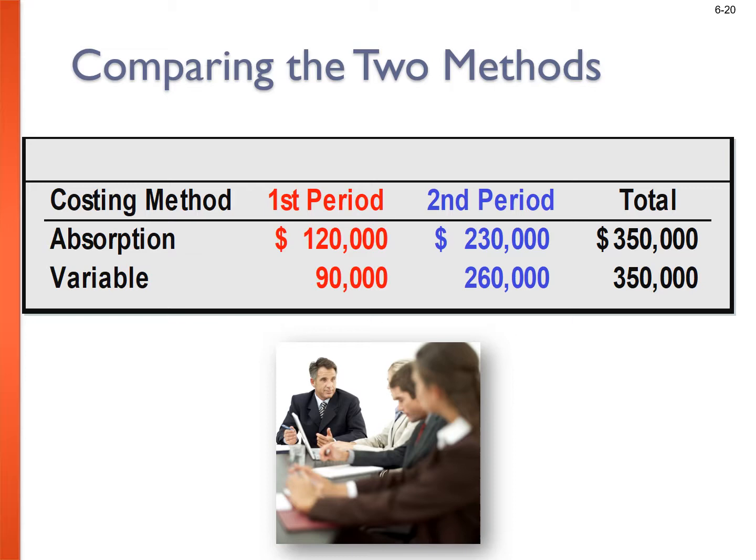So there's our comparison. In the end, how much do we show overall? 350 and 350.